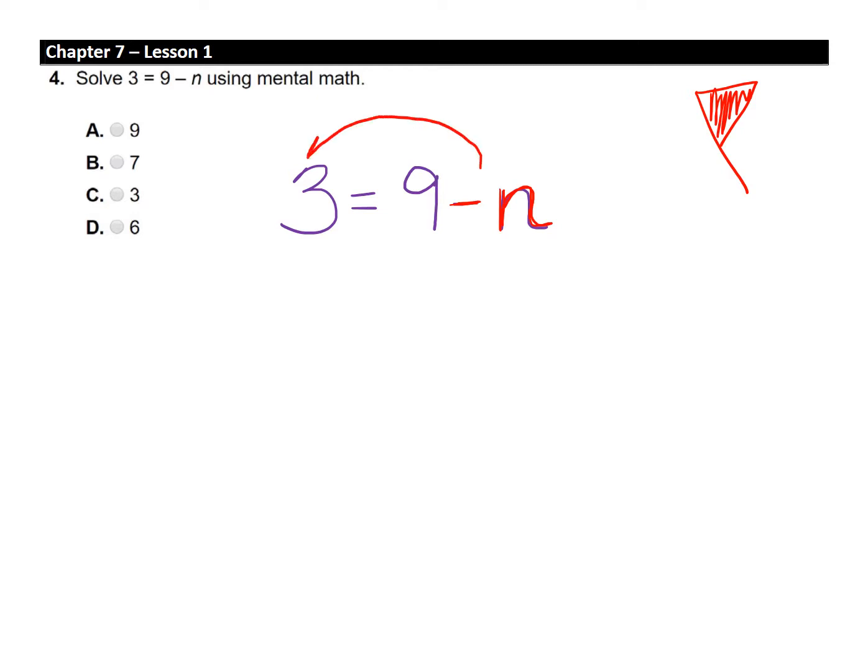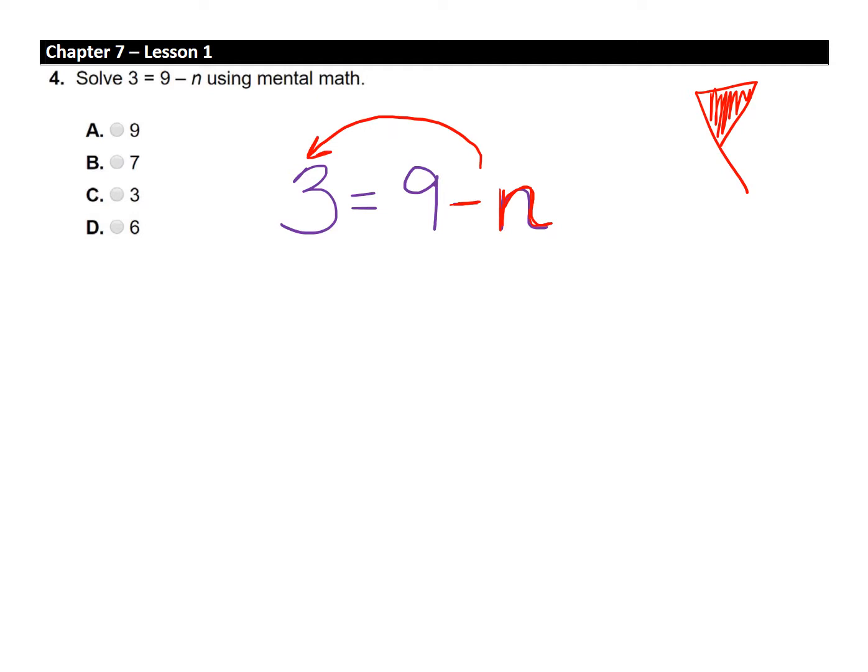Question number 4. Solve 3 equals 9 subtract n. Now it says use mental math, but just like in our last problem, this is a red flag question, warning, warning, warning, because I have subtracting a variable. I'm subtracting n. So before we start this problem, we want to get n on the other side.